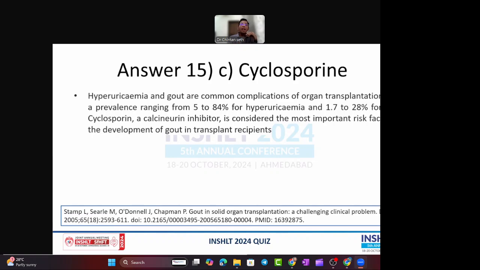But luckily nowadays we are not using cyclosporine, and instead of cyclosporine we are using tacrolimus. So tacrolimus has a much lower incidence compared to cyclosporine. So the answer is cyclosporine, but most of the time, as I told, immunosuppressants are tacrolimus, mycophenolate, and steroids, methylprednisolone or prednisolone. So the answer is cyclosporine.